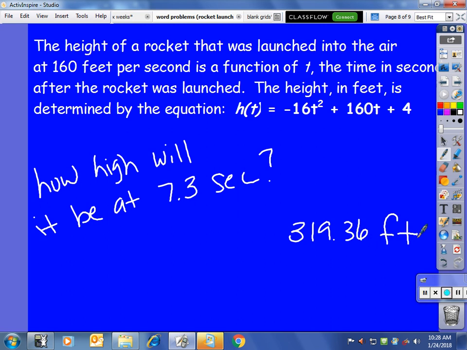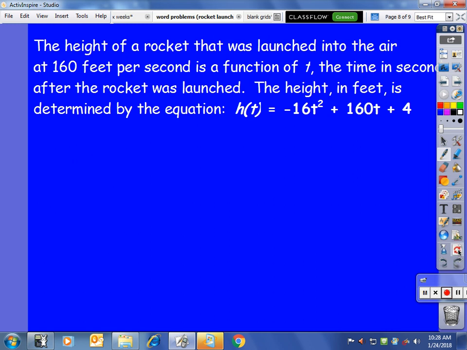So that's everything we've been doing. It's vertex. It's zeros. It's roots. It's domain and range. It's giving you an X and you find the Y. It's giving you a Y and you find the X. Please reset your calculator. We're going to start over with a different scenario.